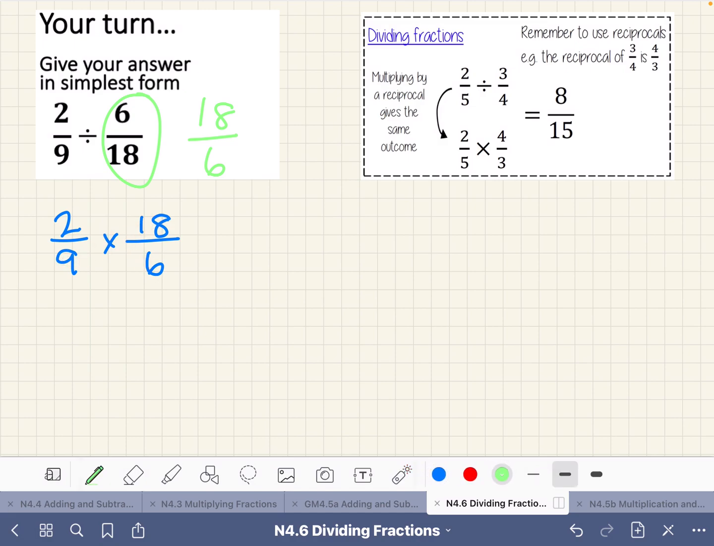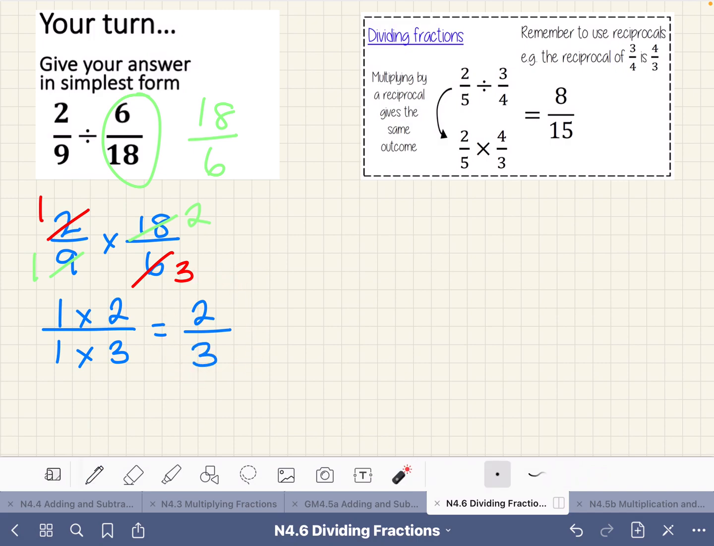We can see that 9 goes into itself once, goes into 18 twice. 2 goes into itself once, goes into 6 3 times. There are no other common factors, so we are left with 1 multiplied by 2 over 1 multiplied by 3. 1 times 2 is 2, over 1 times 3 is 3. This is our simplest form answer.